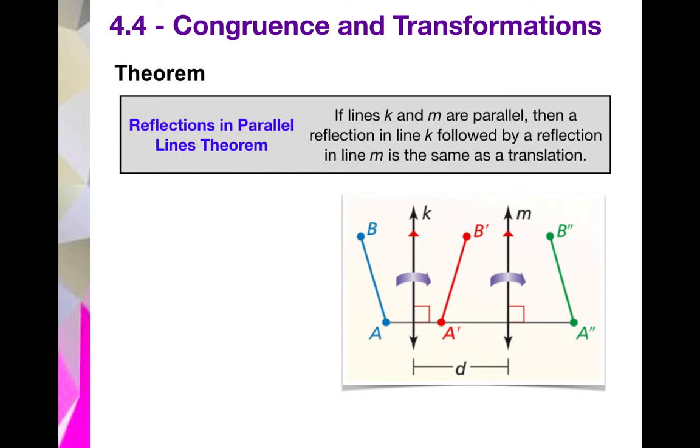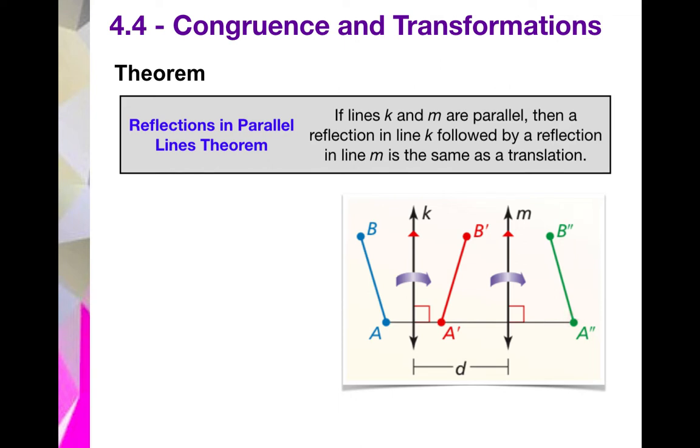and Parallel Lines Theorem. So if we have two parallel lines, we'll say K and M, and we have some figure, we'll just say this segment AB. If we reflect it across K first, and then reflect it across M, then we're going to find something interesting. The effect is, if we move from AB all the way to A double prime, B double prime, it's as though we just translated this from start to finish.